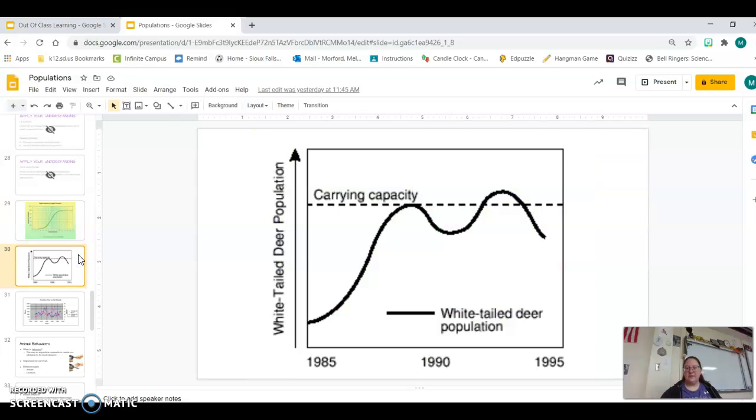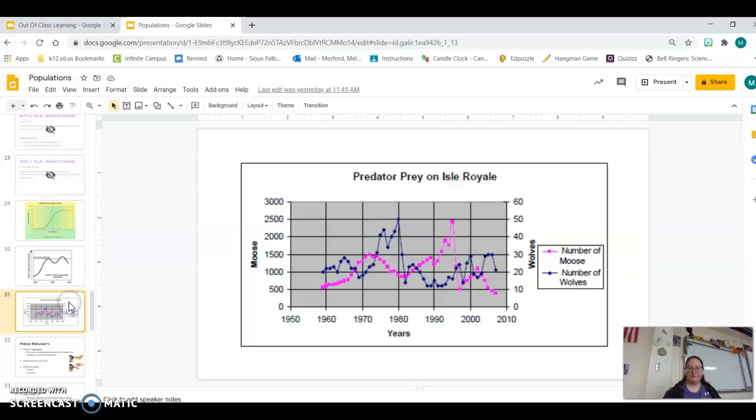Then this graph is talking about the carrying capacity in the white-tailed deer population. You want to be sure that you know what carrying capacity means and be able to explain that. The graph here represents that this population hit carrying capacity about 1988, and then the population decreased, then the population increased over carrying capacity at about 1992, 93, somewhere in there. So there's some questions regarding that as well.